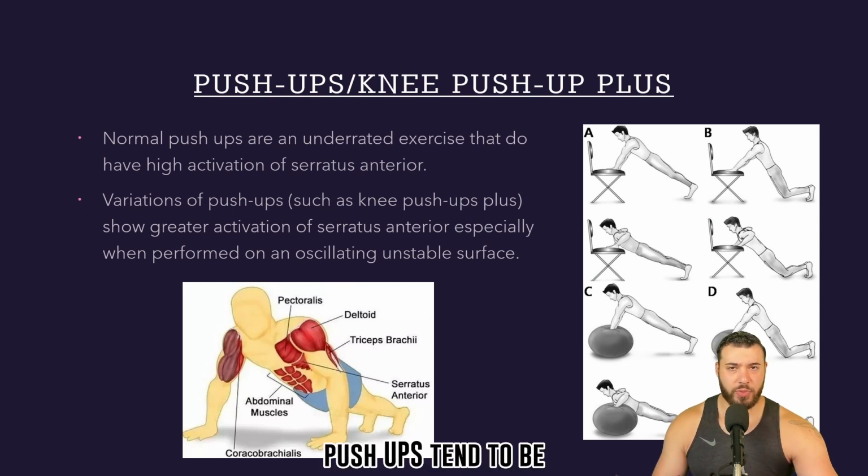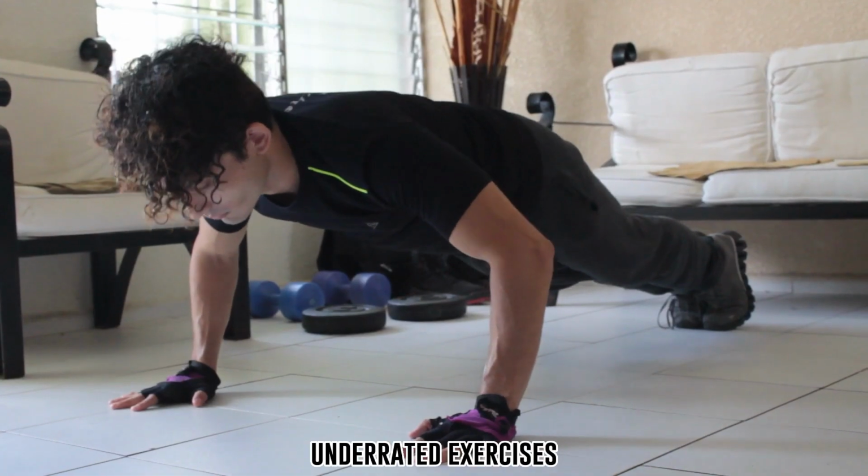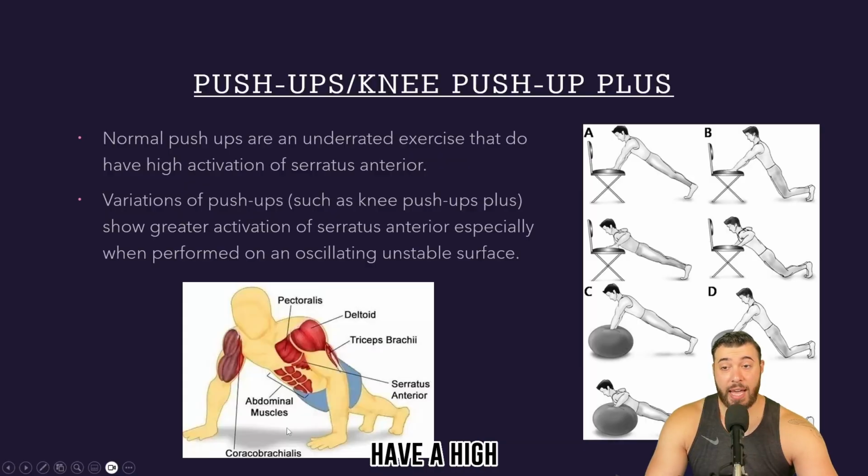Push-ups just tend to be one of those underrated exercises that have a high activation of serratus anterior, depending on how you do them. So we can see the muscles going on here. Not only the ones most people associate with, the pecs and the anterior delts as well as the triceps, but it also involves the serratus anterior. To do the movement, you have to stabilize your scap and activate the serratus anterior.